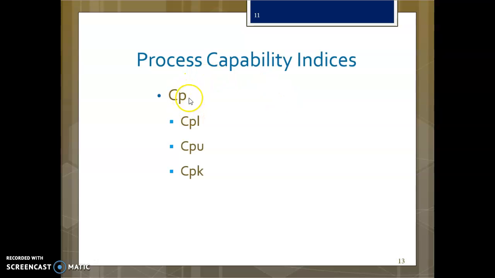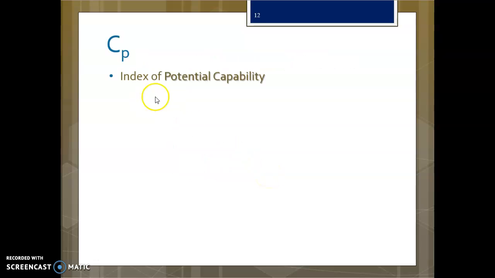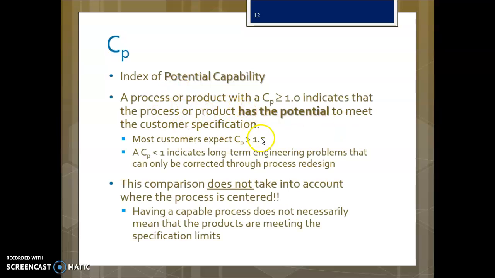So we're going to talk about these right now: CP, and then the CPL, CPU, and the CPK. All right, so CP is the index of potential capability. This is the critical part that you must understand. A process or product with the CP greater than or equal to 1 means that it has the potential to meet the customer specification. They expect them to be greater than 1.5.